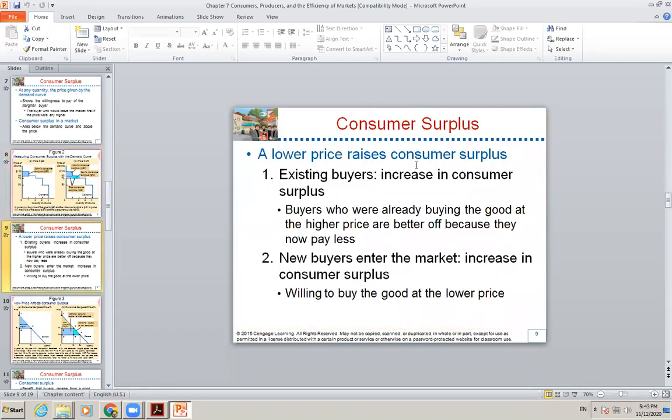And the lower the price, the more the consumer surplus rises. So existing buyers increase the consumer surplus, where the buyers who were already buying the goods at a higher price are better off because now they will pay less. New buyers enter the market. This will increase consumer surplus as well. This shows the willingness to buy the goods at the lower price as well.